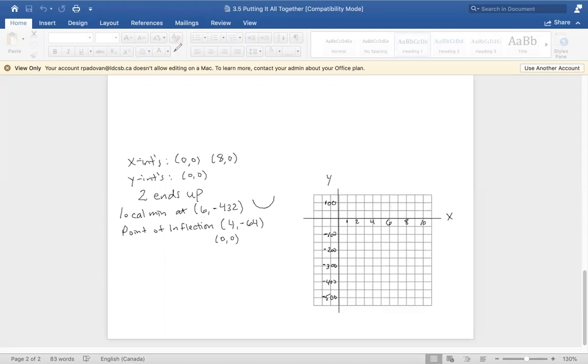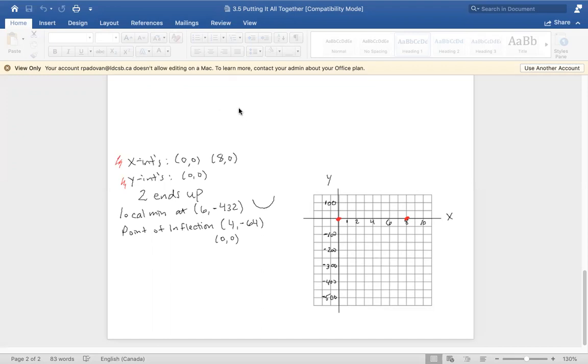The easiest ones would be to label my x-intercepts, and sure, we'll say y-intercepts is red as well. So (0, 0) and (8, 0). My 2 ends up, I'm going to worry about after. I'm going to skip that and just plot all my points for now, right? I have a local minimum. I know that from that point, I'm going to be going up on either side because it's going to be concave up. Let's plot (6, -432).